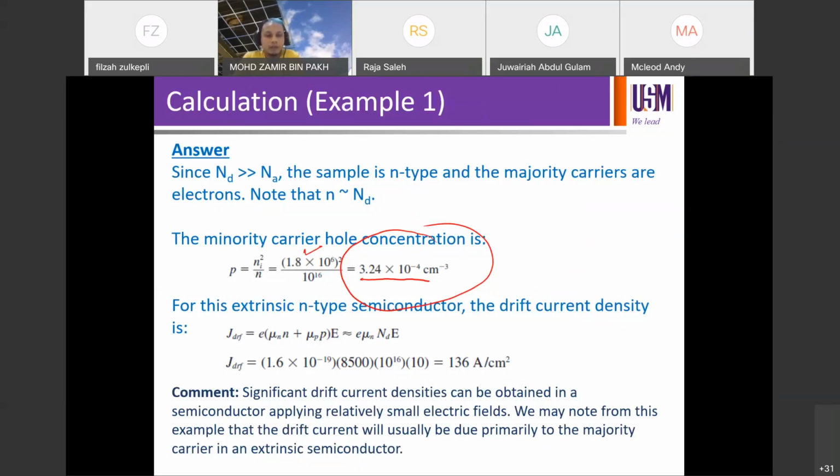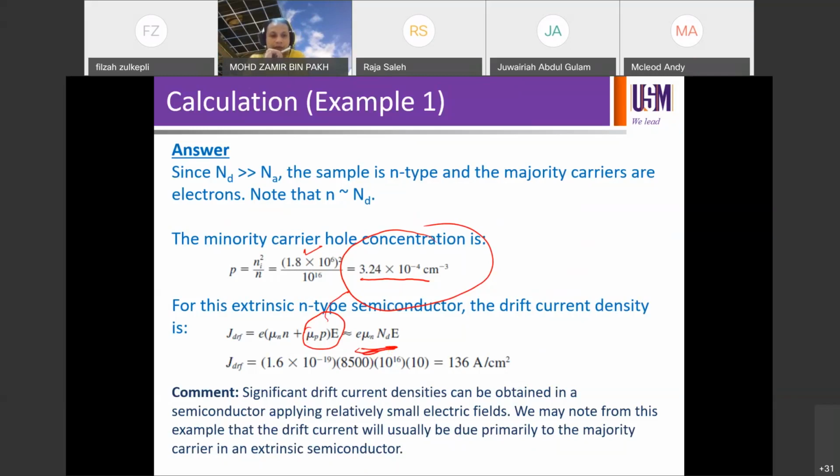So J drift equals E times mu N times N plus mu P times P times electric field, and can be approximated as E times mu N times ND times electric field, because we have removed this component, right? We've removed this component because it's 0 to start with, and then if you did the calculations now, it's very, very low, so it can therefore be omitted, right? So you can approximate your J drift to be equal to this: electron charge times mobility of electrons times electron concentration times electric field. Just plug in all the values.